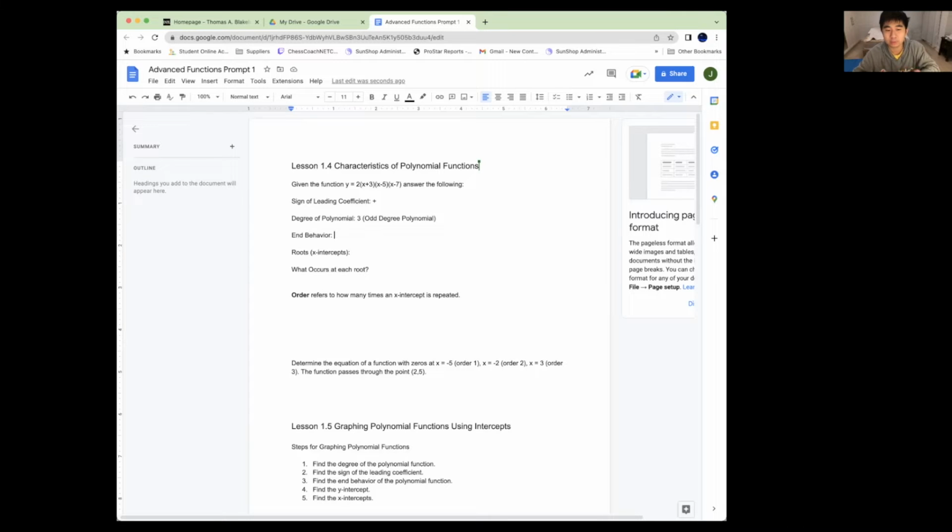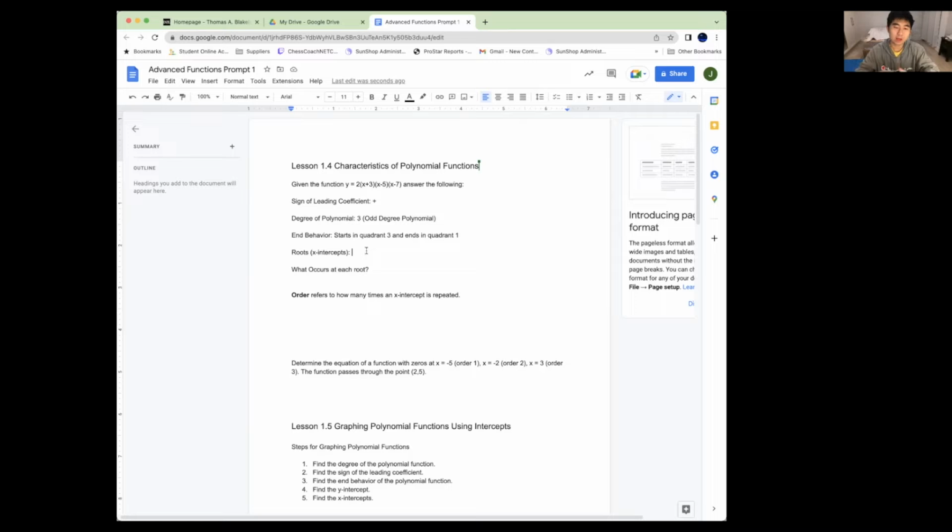Okay, so now we have end behavior. If you recall from lesson 1.2, if you know the sign of the leading coefficient and the degree of the polynomial, you know what the end behavior is. In this situation, the sign of the leading coefficient is positive and the degree of the polynomial is 3, which means it's an odd degree polynomial. So we know that the end behavior is that the polynomial function starts in quadrant 3 and ends in quadrant 1.